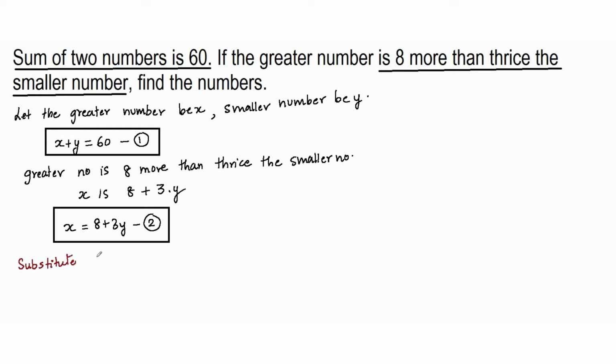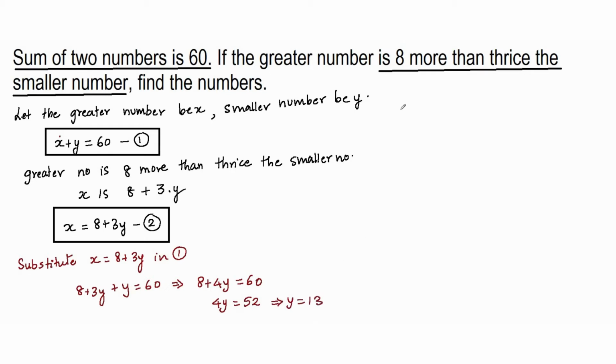Substitute x as 8 plus 3y in the first equation. So I have substituted the value of x. So 8 plus 3y plus y is equal to 60, which means 8 plus 4y is equal to 60, or 4y is equal to 52, which implies y is equal to 13. Therefore, the value of y is 13.